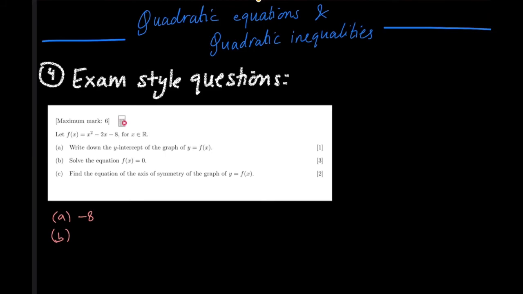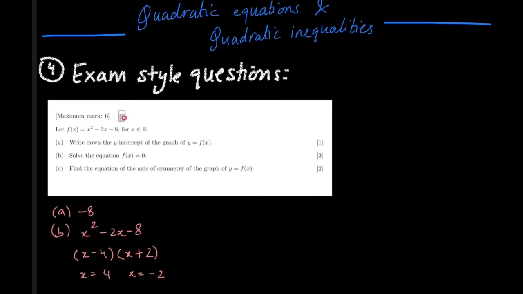Part B, solve the equation f of x is equal to 0. This is basically asking us to factorize and solve. We need two numbers that multiply to give us -8 and add to give us -2. This would be -4 and +2. So x minus 4, x plus 2. So we get x is equal to 4 and x is equal to -2. And that's the solution.